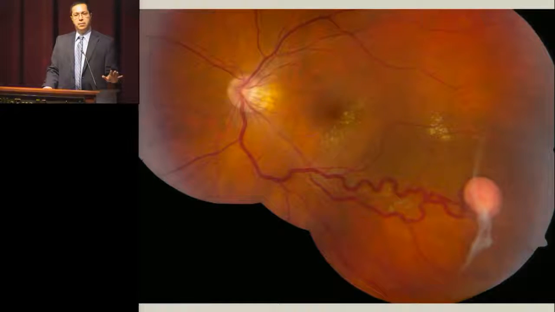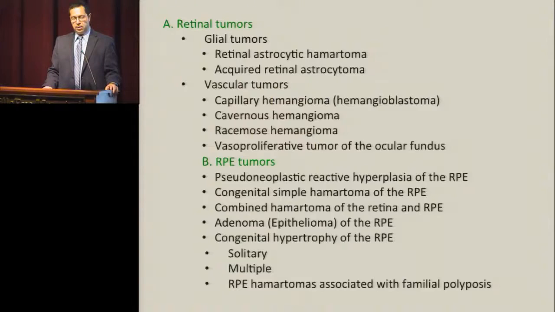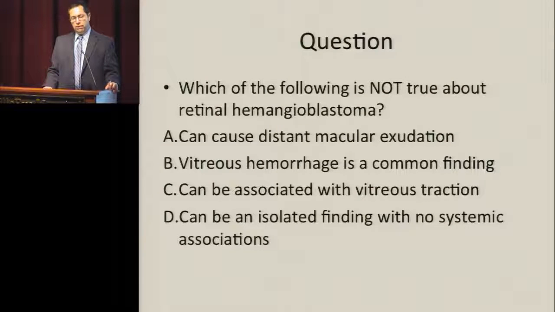So this is the next tumor we are going to talk about. This is, I think, very easy for everybody. This is the capillary hemangioma or hemangioblastoma. So which of the following is not true about retinal hemangioblastoma?